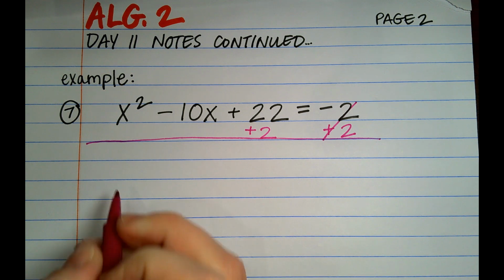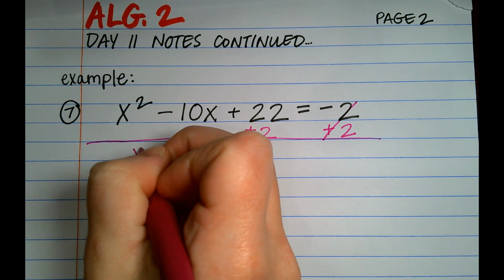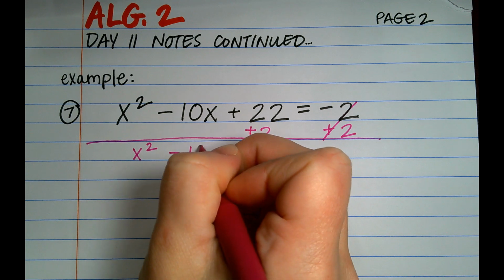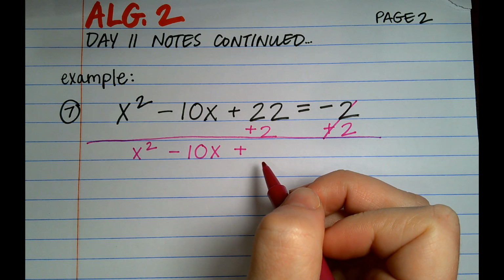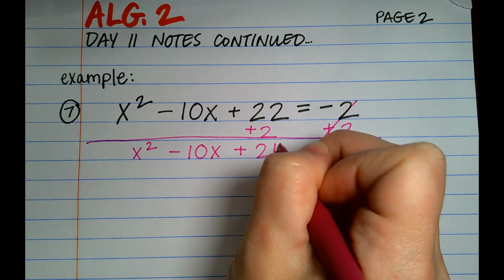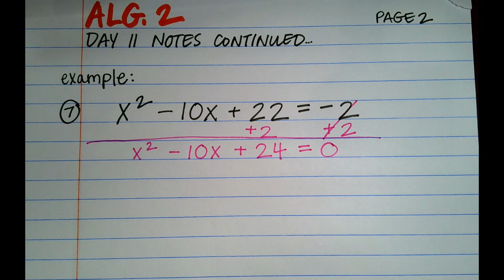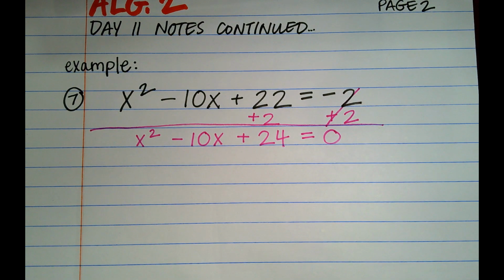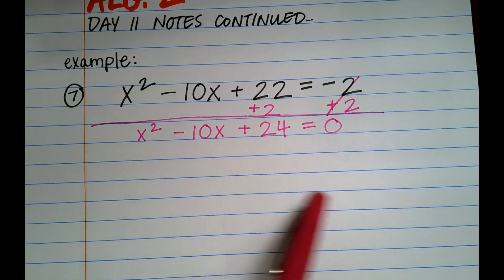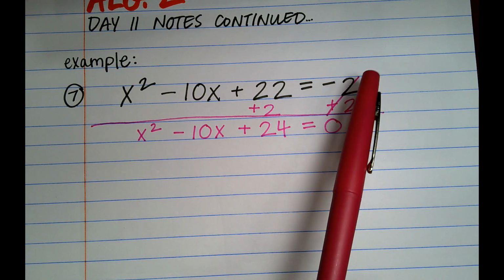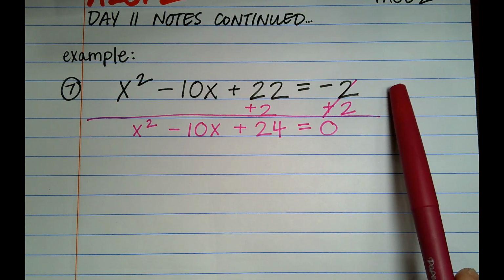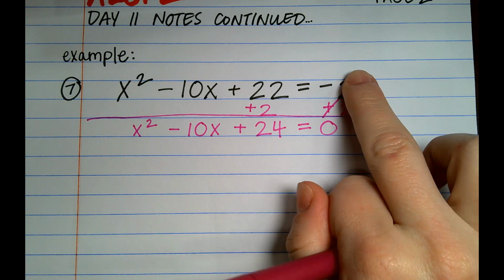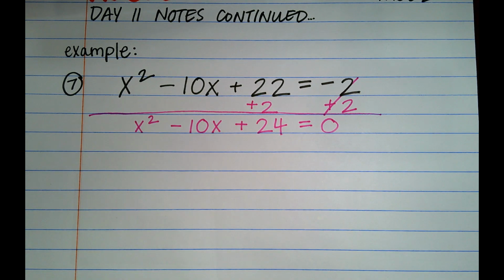And then we could just bring everything down and rewrite it. And we'll have x squared minus 10x plus, what does 22 become? 24. Nice. 24. And now we're equal to 0. Very nice. Okay. So whenever you have an equation that's not equal to 0, whatever is on the other side that's not 0, we're going to do all of the opposite things to move it back over with the other numbers.